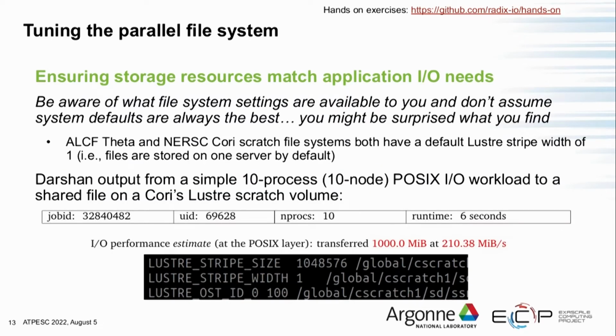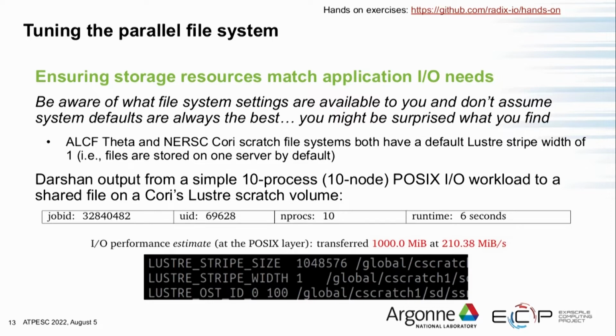So we'll step through some Darshan data here that demonstrates the importance of matching storage resources with what your application needs. The warning here is to be aware of what file system settings are available to you, and don't assume that they're always the best. You might be surprised to know that the ALCF Theta and NERSC Cori Scratch file systems both default to a stripe width of 1. So anytime you create a file on those systems and don't do anything explicitly, it's going to be stored on a single storage server. That's probably not what you want, generally speaking.